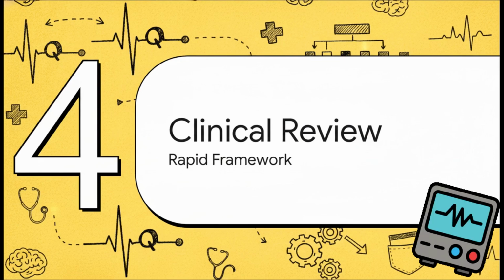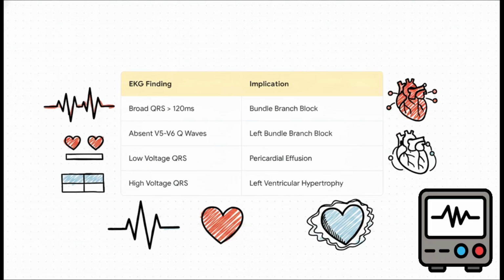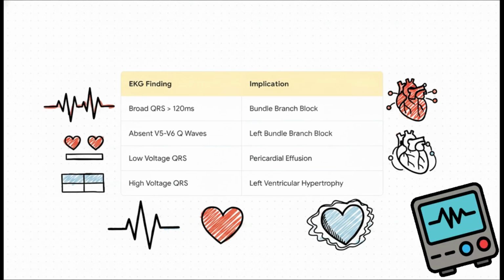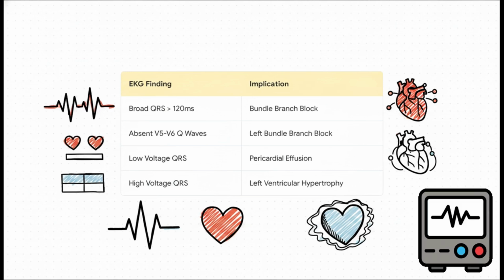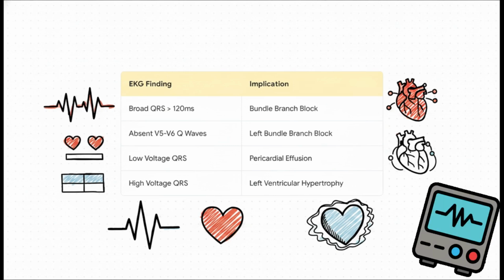Let's tie it all together in Section 4, our Rapid Clinical Review Framework. Think of this table as your ultimate rules of thumb matrix to keep in your pocket for your next on-call shift. Note how a truly broad QRS, so anything over 120 milliseconds, points straight to bundle branch blocks, hyperkalemia, or a ventricular rhythm. Meanwhile, if you see absent Q waves in leads V5 and V6, that strongly suggests a left bundle branch block. We also have to check the voltage. Low voltage might mean an effusion, whereas a high voltage QRS points toward left ventricular hypertrophy. Seriously, memorize these clinical associations.